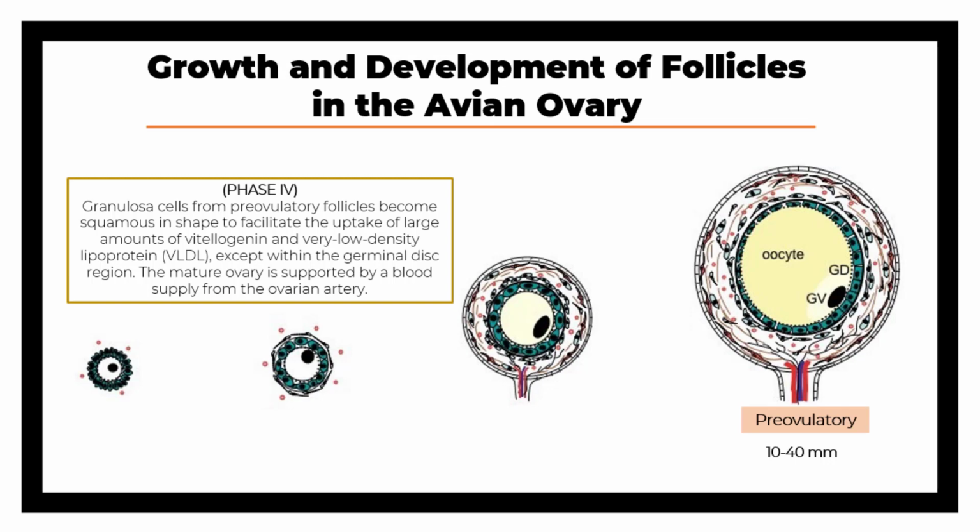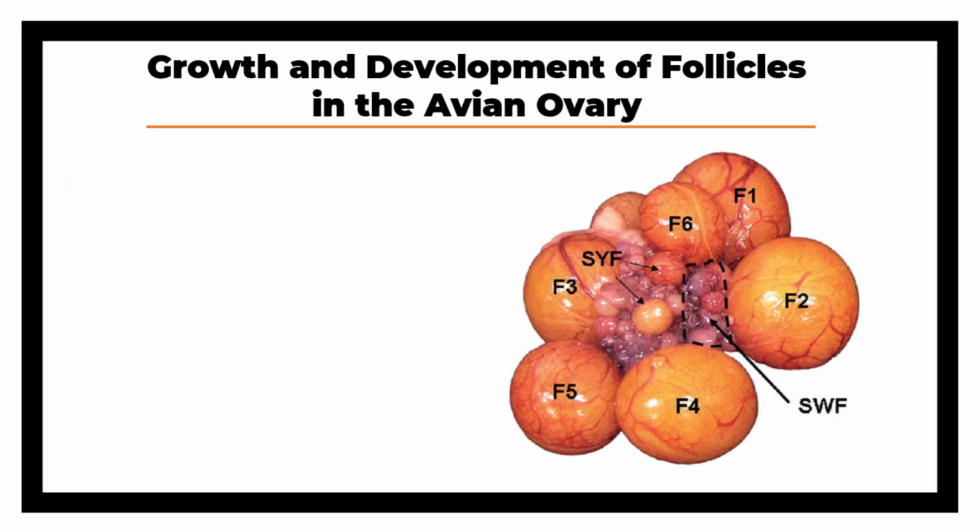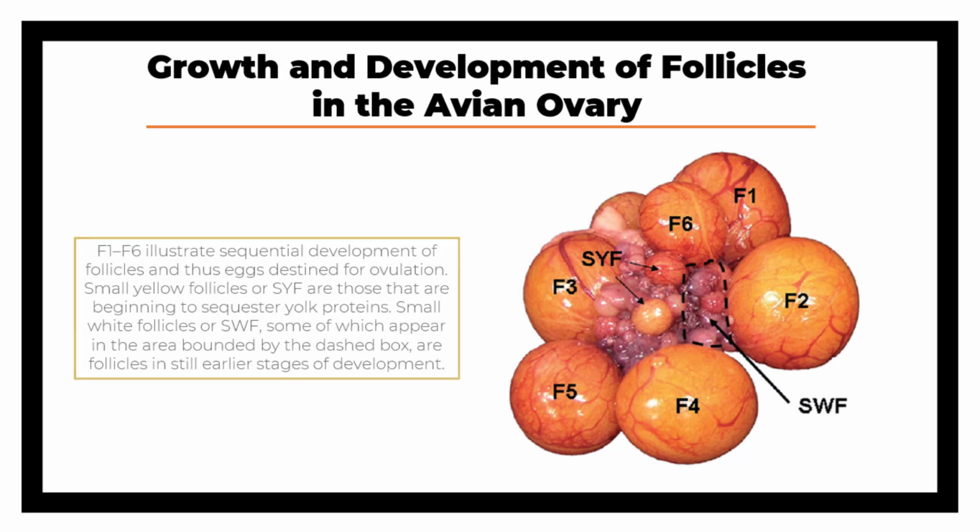The mature ovary is supported by a blood supply from the ovarian artery. Here is another diagram which represents progressively developing follicles of a laying hen ovary. F1 to F6 illustrates sequential development of follicles and thus eggs destined for ovulation.